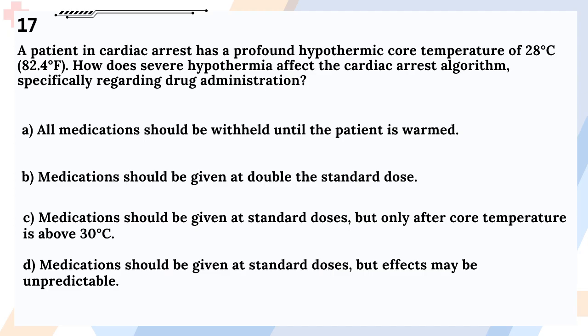Question 17. A patient in cardiac arrest has a profound hypothermic core temperature of 28 degrees Celsius (82.4 degrees Fahrenheit). How does severe hypothermia affect the cardiac arrest algorithm, specifically regarding drug administration? A. All medications should be withheld until the patient is warmed. B. Medications should be given at double the standard dose. C. Medications should be given at standard doses, but only after core temperature is above 30 degrees Celsius. D. Medications should be given at standard doses, but effects may be unpredictable.